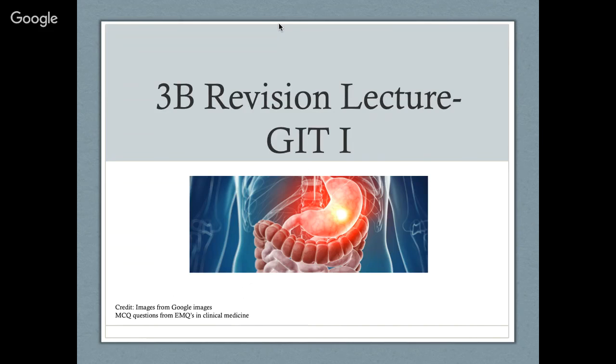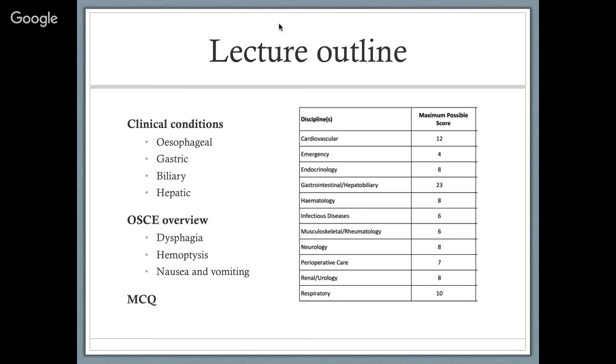All right, guys. Hi. We might start. I'm Yael. I'm a fourth year on GP at the moment. And as you all know, we'll be doing the upper GI revision today. So just a quick rundown of how the lecture is going to go. We'll start off with esophageal conditions, then we'll do gastric conditions, biliary, and a bit of hepatic. And after that, we'll have a little bit of an approach to OSCE, so dysphagia, hemoptysis, nausea, vomiting. And then obviously we'll do a couple of multiple choice questions.